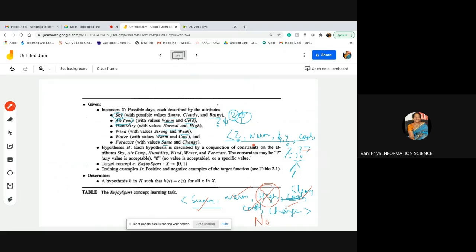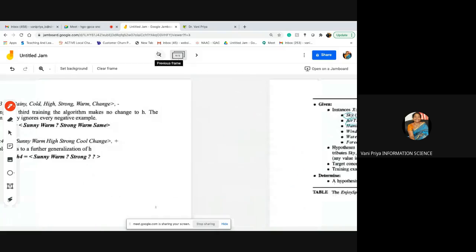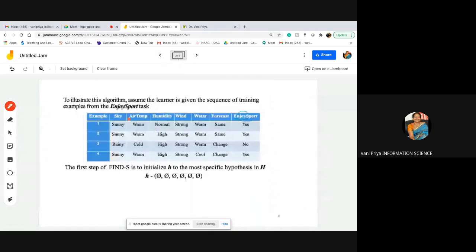Now what are we going to do in this algorithm or program? We are going to establish this hypothesis. How are you going to find this hypothesis? We are going to see this program and write the code for it. Suppose this is the training set. Here this is called the enjoy sport task.